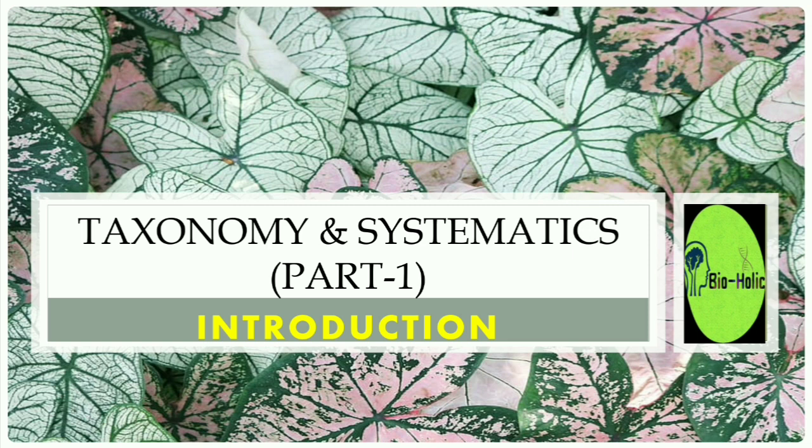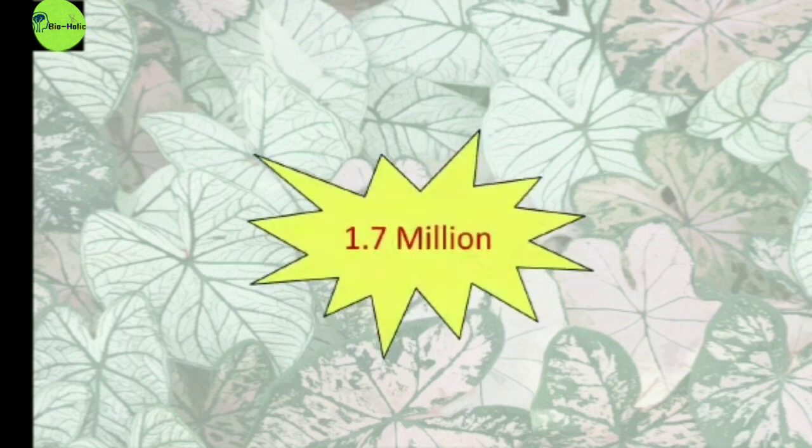Today in this video I am going to talk about a new chapter from class 11, that is taxonomy and systematics. So we all know that approximately 1.7 million species have been identified till now, and this is a huge number, and in each particular species there is a large number of individuals.